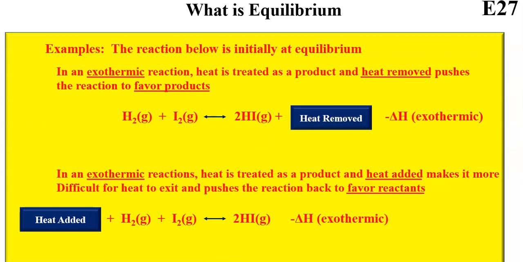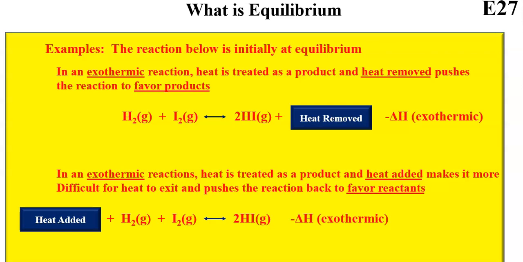Okay, now here's an example of an exothermic reaction. That means heat wants to leave the reaction. It wants to get out of that reaction and go out into the surroundings, into the room. So heat is treated as a product on the right-hand side of the equation, and heat removed pushes the reaction in favor of products. In other words, this reaction wants to give off heat. And so if you clear that heat out of the way, then more heat can come out. If you remove heat, it will be easier for heat to escape from the reaction.